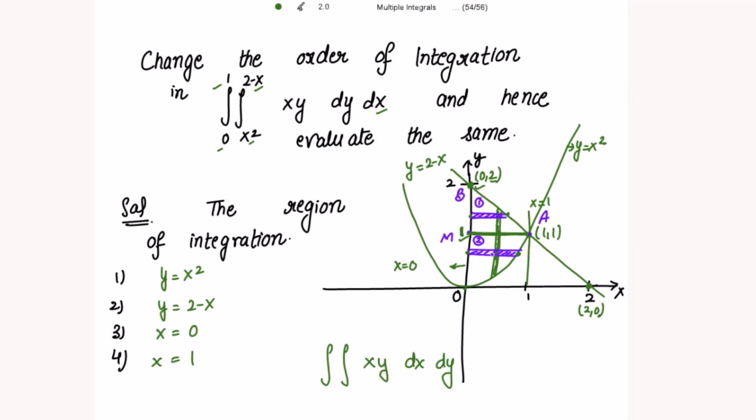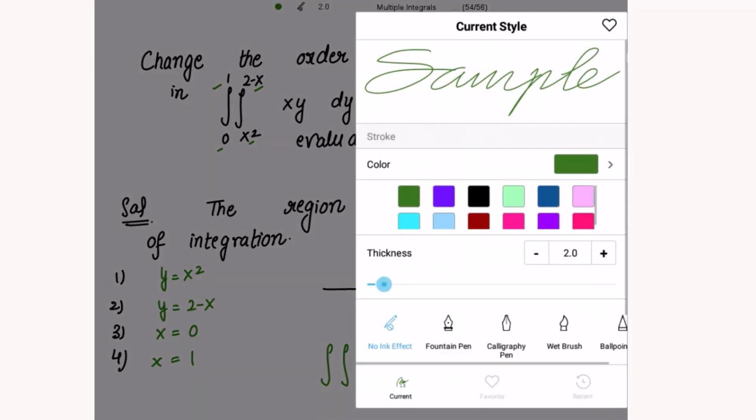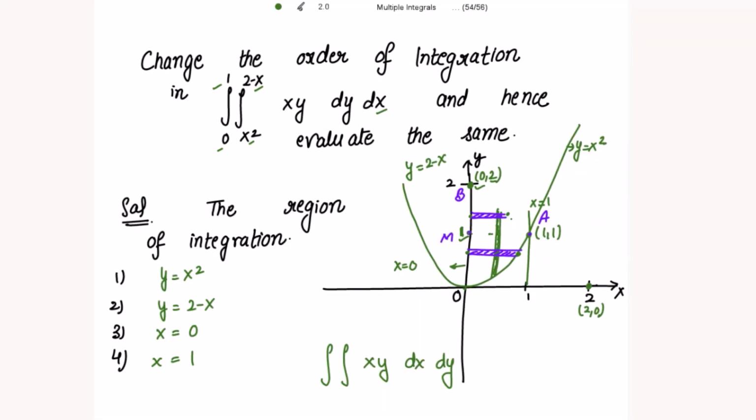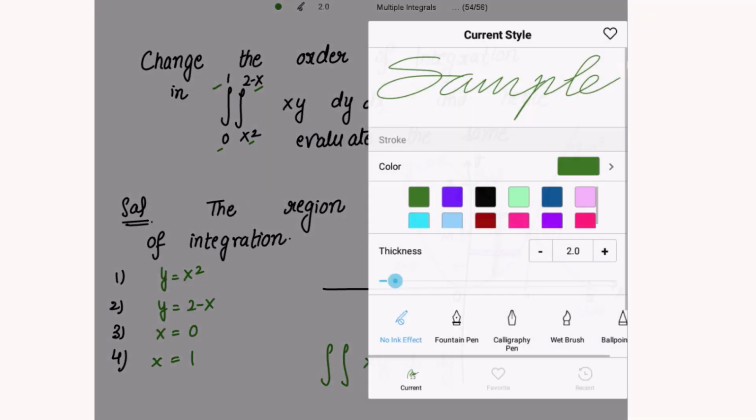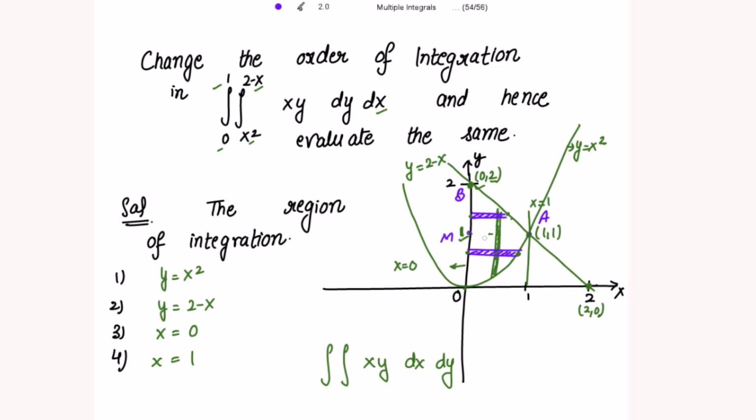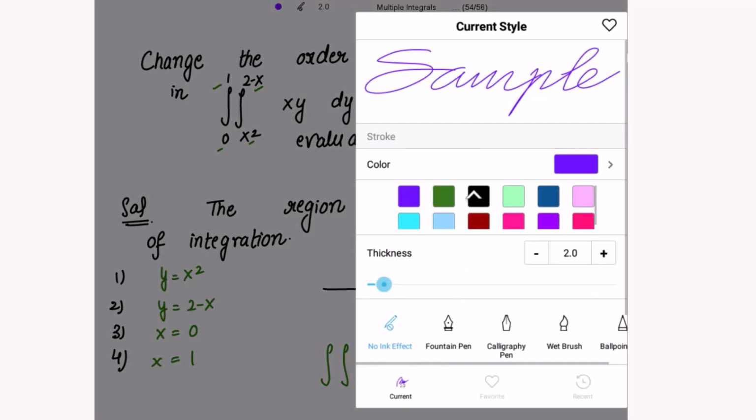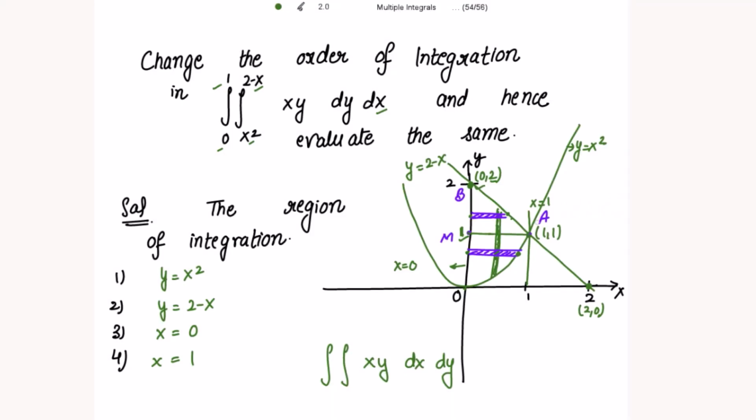I'm very sorry, I have written first the integral for the second region and then added with the first. So okay, let me change this. Let this be your region 1 and this is the line of intersection. Let this be region 1 and this be 2.